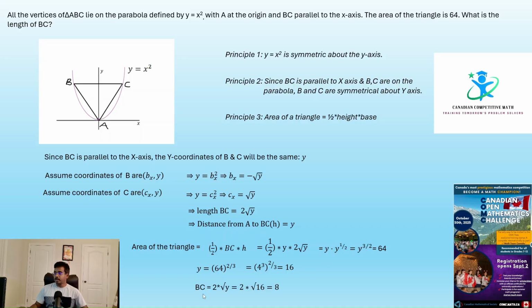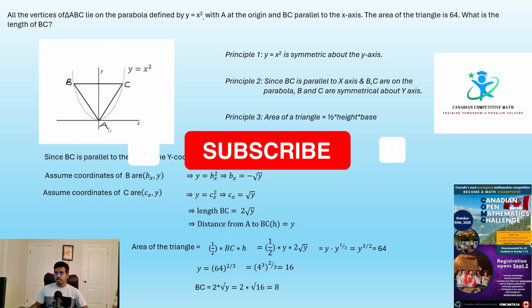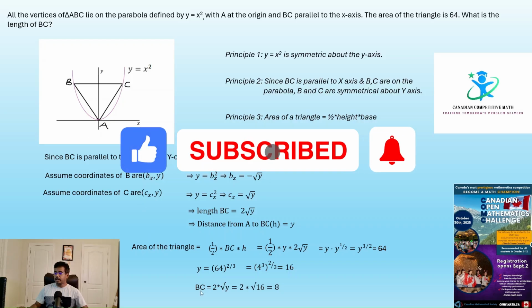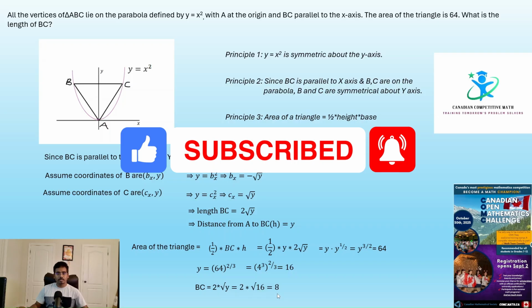So we already know that the length BC is 2 times square root of y. So it will be 2 times square root of 16, which will be equal to 8 units. So given all these constraints, they asked us to obtain the length BC, and using the principles of coordinate geometry, we obtain the length of BC as 8 units.